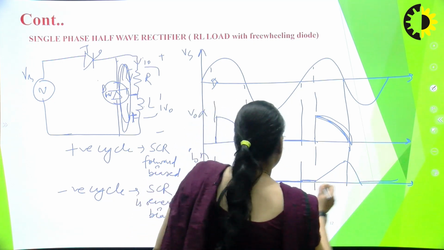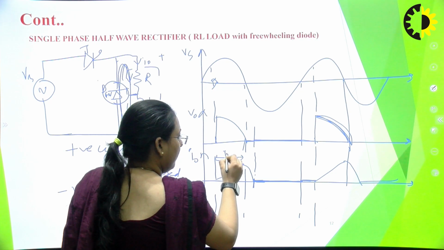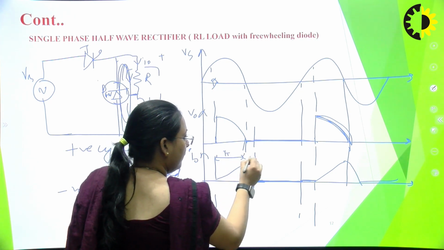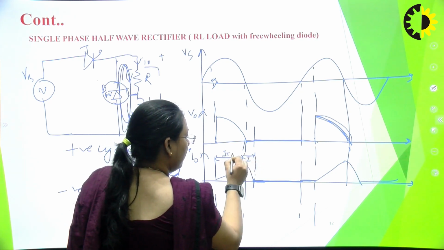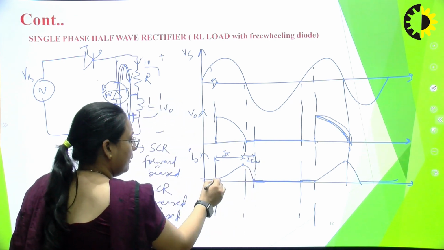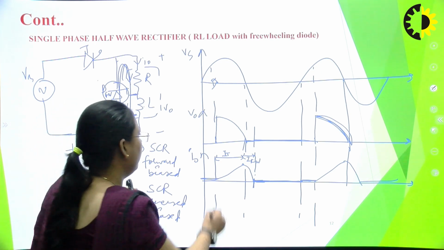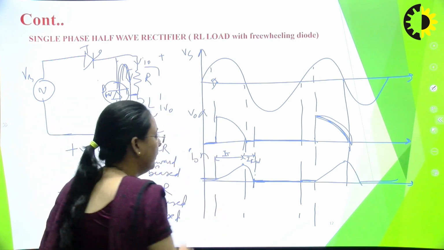So this is the value. This is the current because of the thyristor, and this is the current due to the freewheeling diode. So this total is making the output current. From here to here the output voltage is again 0.